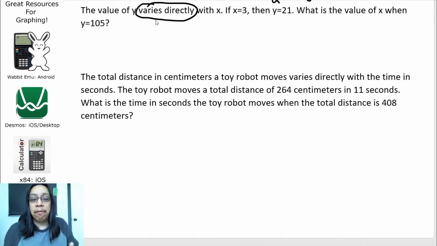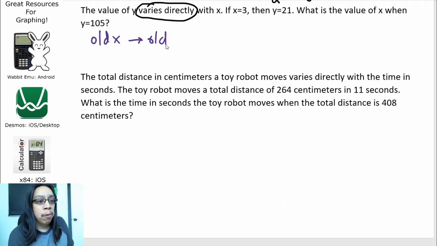It's sort of like if you were to make more pancakes, then you need more eggs, milk, and flour in order to increase that pancake amount, right? So that's basically what varies directly is trying to say. So how does that idea of old values to new values help us here? Well, how I like to think of it is old x has something to do with old y, and then new x has something to do with new y.